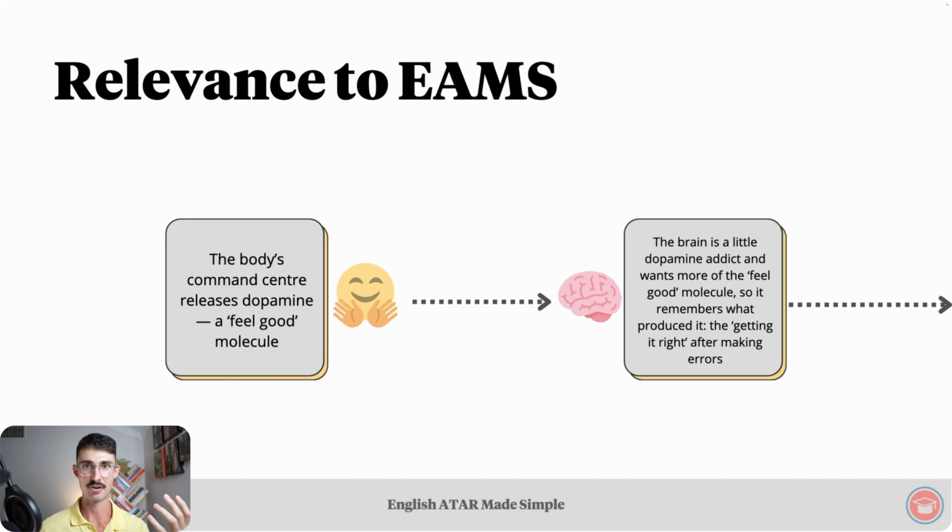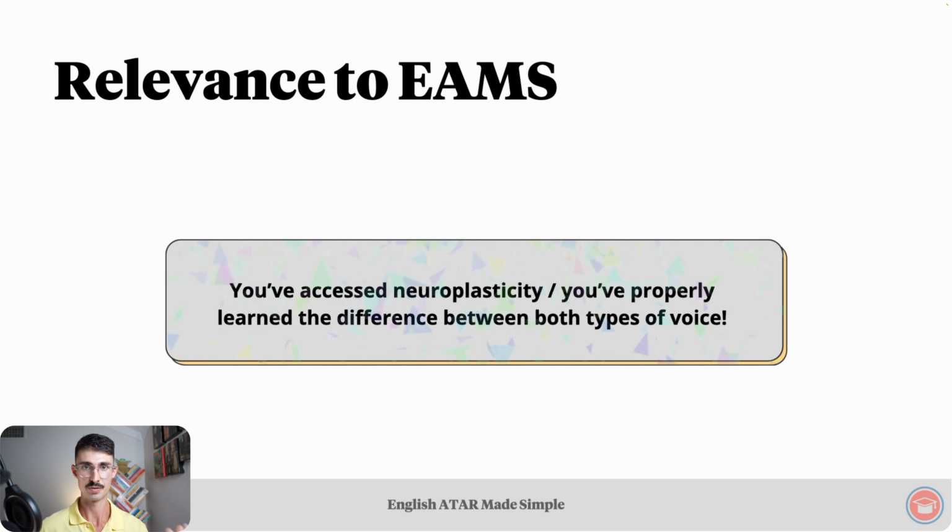From there, because the brain is a little dopamine addict and it wants more of that feel-good molecule, it remembers how that dopamine molecule was produced. It remembers the getting right part of the exercise after you made all of those errors, which means that you've accessed neuroplasticity, or in other words, you've properly learned the difference between both types of voice.